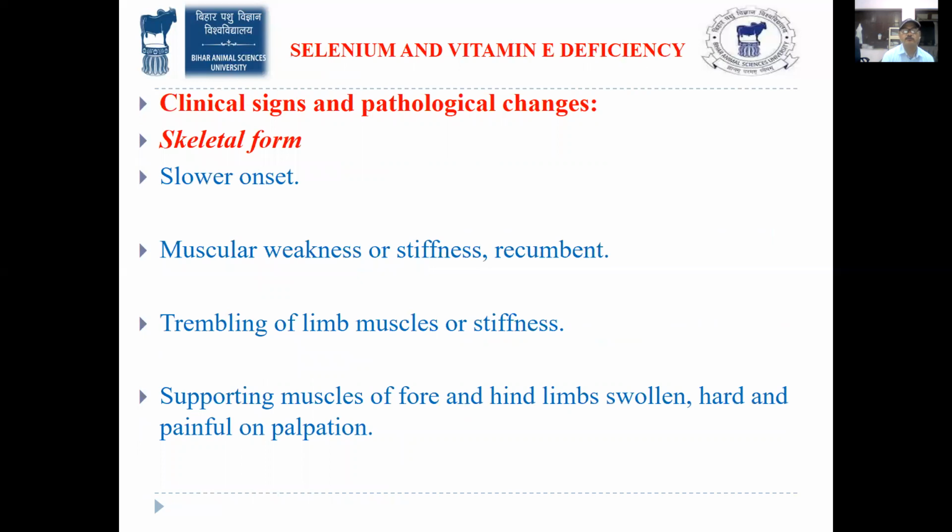Now, the skeletal form. This form of the disease has a slower onset, characterized by muscular weakness or stiffness. Animals may be recumbent, unable to stand. Those that are able to rise on their own or with assistance show muscular weakness. Trembling of limbs and muscles, or stiffness, is a common feature. Supporting muscles of the fore and hind limbs become swollen, hard, and painful on palpation.